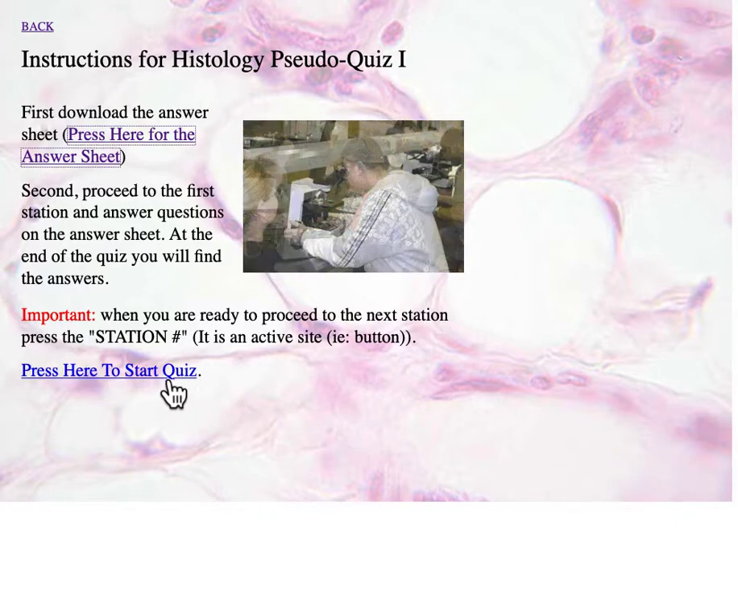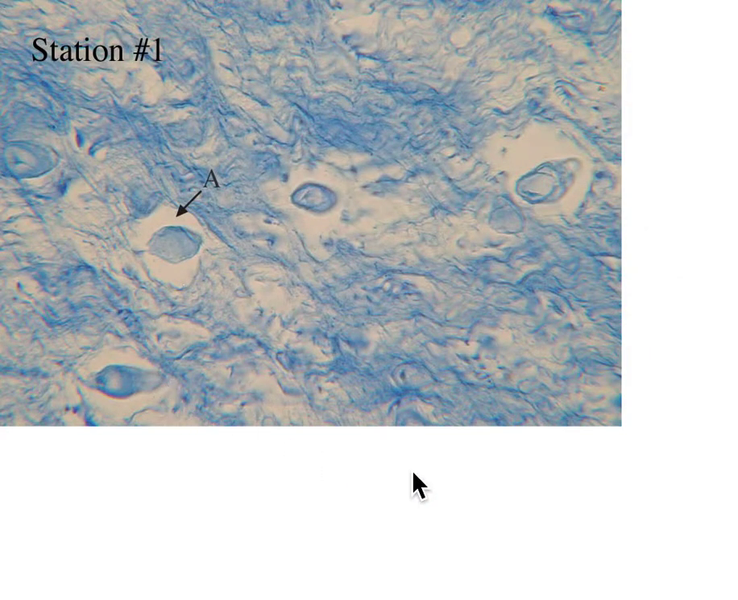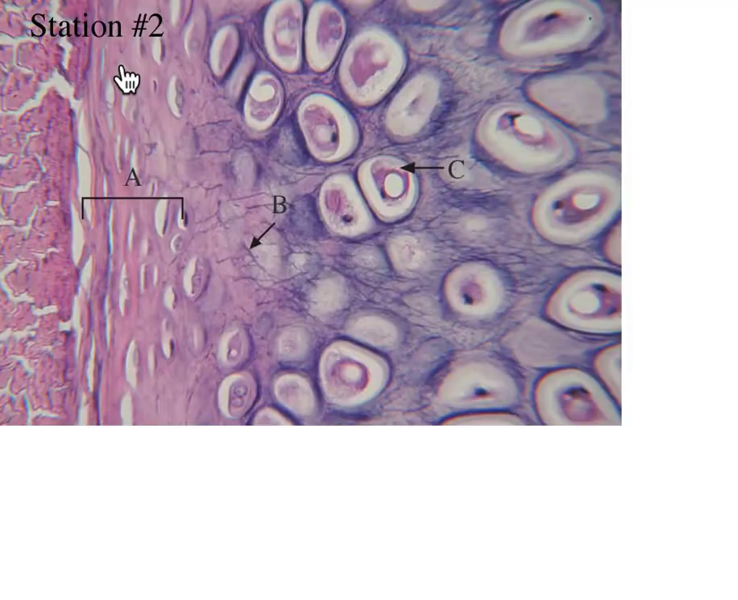And so when I start it, there you have station 1. You look at this and you'll be able to recognize it once you get through the videos. That's a fibrocartilage. Function, of course, it's a shock absorber. Locations: symphysis pubis and the menisci, a few other things as well. And then you fill out your answer sheet, and then you click the next button.